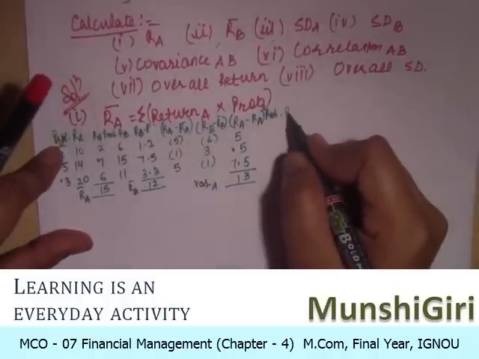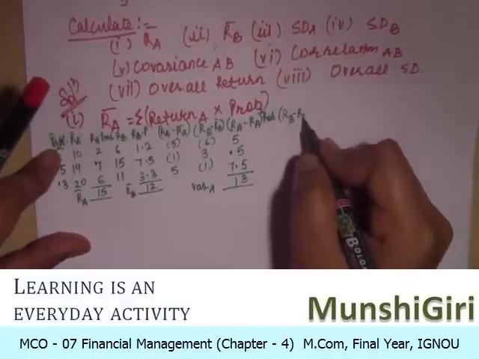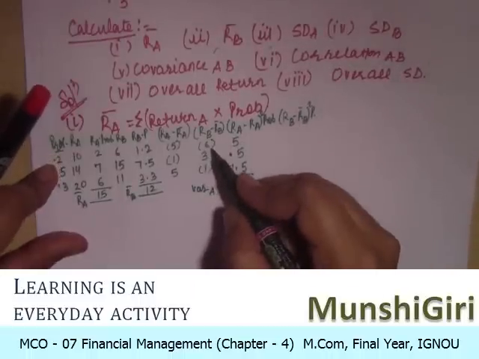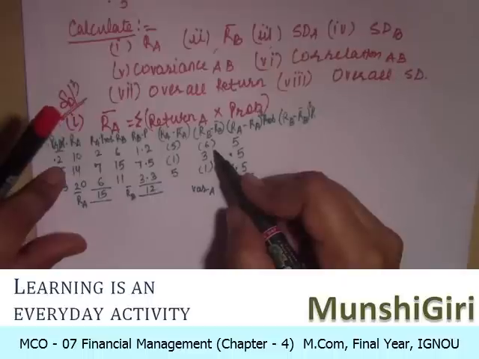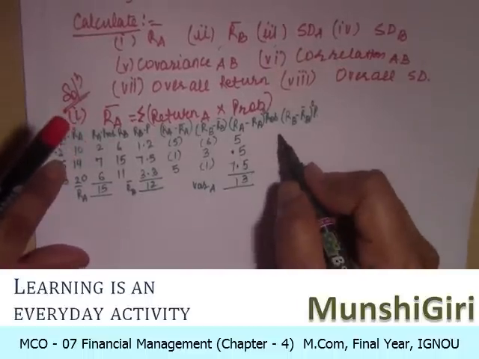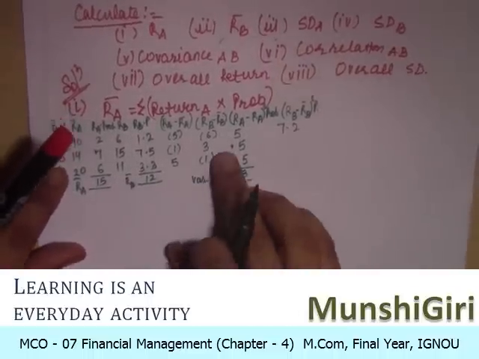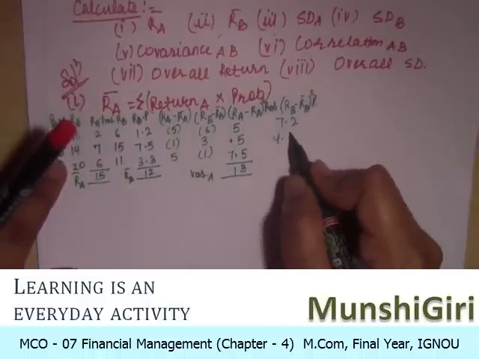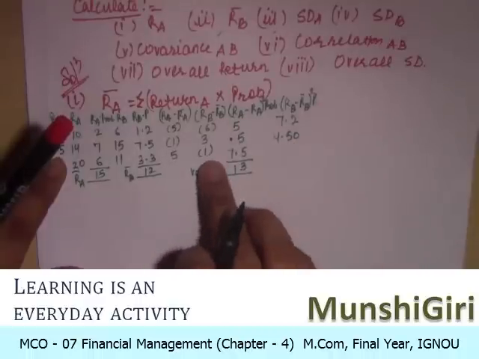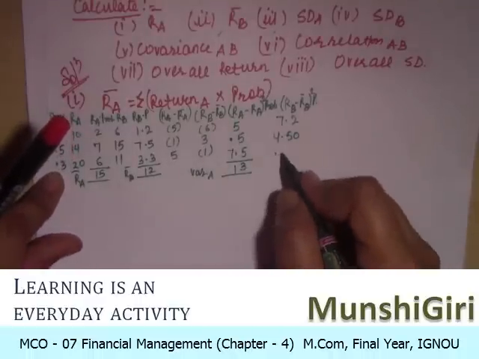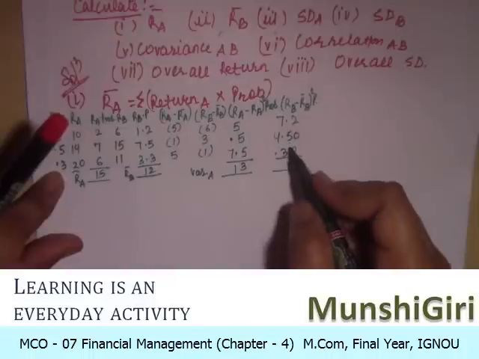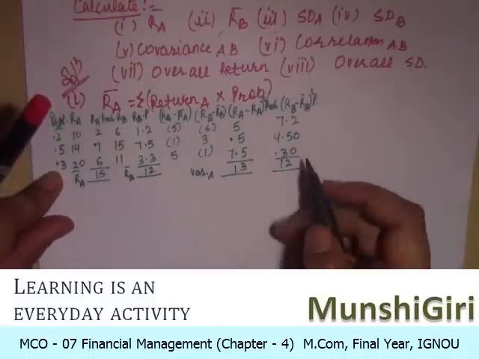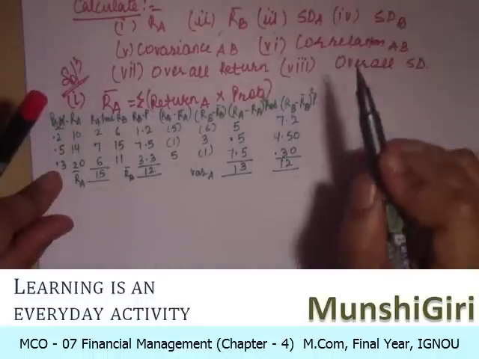Now the next thing is RB minus RB hash square into probability. RB minus RB hash is 6, 36, 36 into 0.2 is 7.2, I guess. 3 into 3 is 9, into 0.5 is 4.5, and 1, this is 0.3, and the total comes out to be 12. So till now we have covered till here.